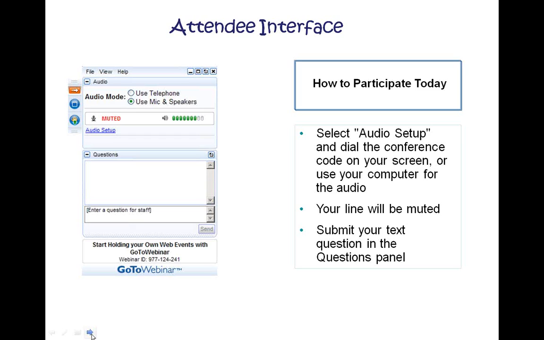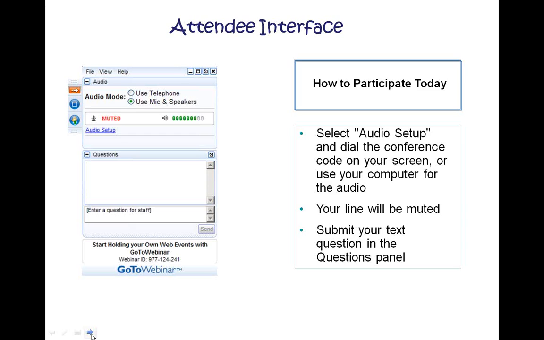Even though your line will be muted, there are a couple of ways that we will allow you to interact with us today. We'll be stopping after each presenter to take questions. Please use the questions section to send us any question that you have, and we just ask that you identify which presenter you're asking the question for. You can also use the question feature to let us know that you're having technical problems.